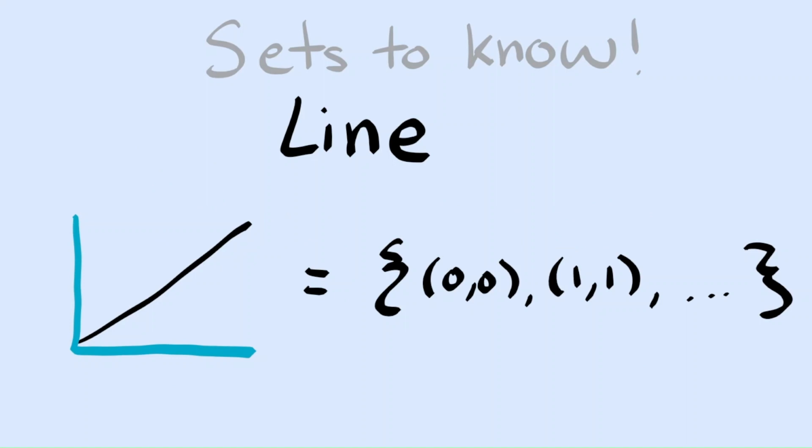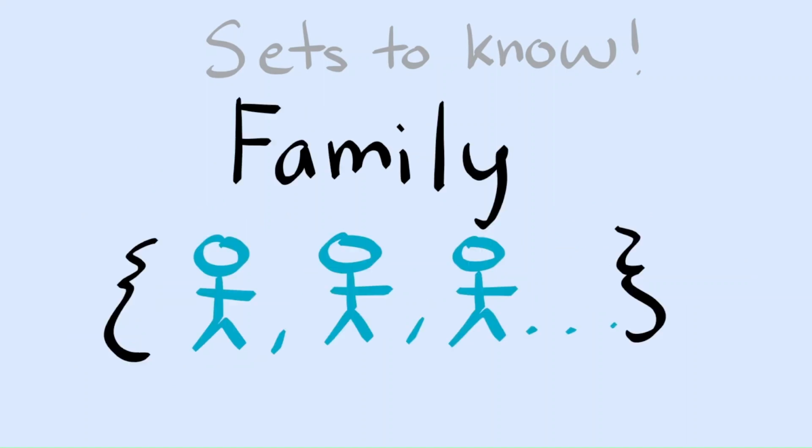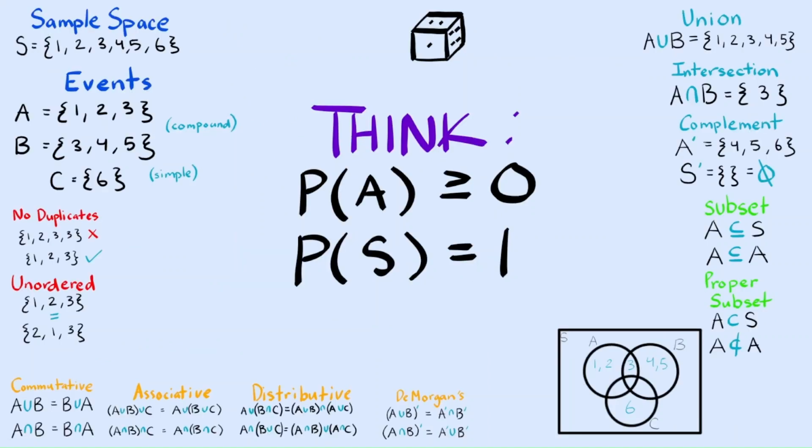See that a line can be represented as a set of points. Your family could be a set of people that are related to each other. Now that we've covered the basics of set theory, think about this for a second. If probability is represented as a function of p, why would we have the probability of the set A be greater than or equal to 0 and the probability of the sample space be equal to 1?